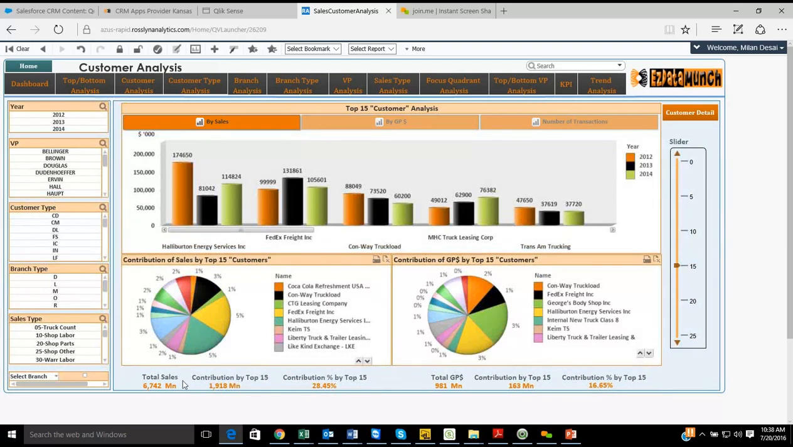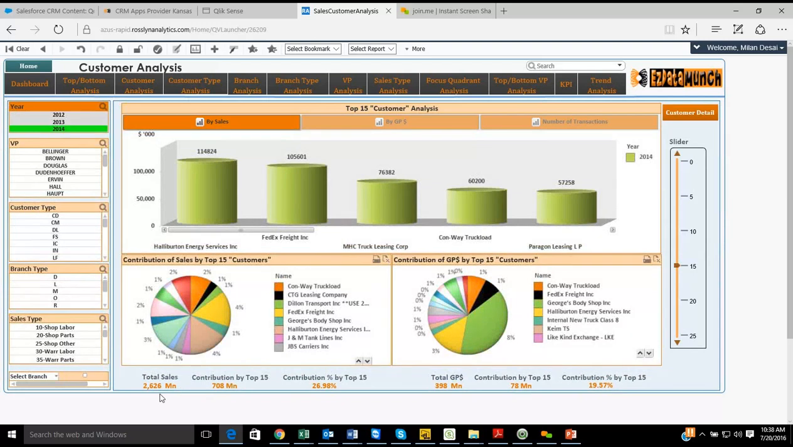As you can see here, my total sales are $6 billion. Let's look at just one. My total sales were $2.6 billion, and my contribution by the top 15 was $700 odd million. So they are almost close to 28% of your total sales. That means these are big customers. As you can see, 27% of your sales is coming from these customers.